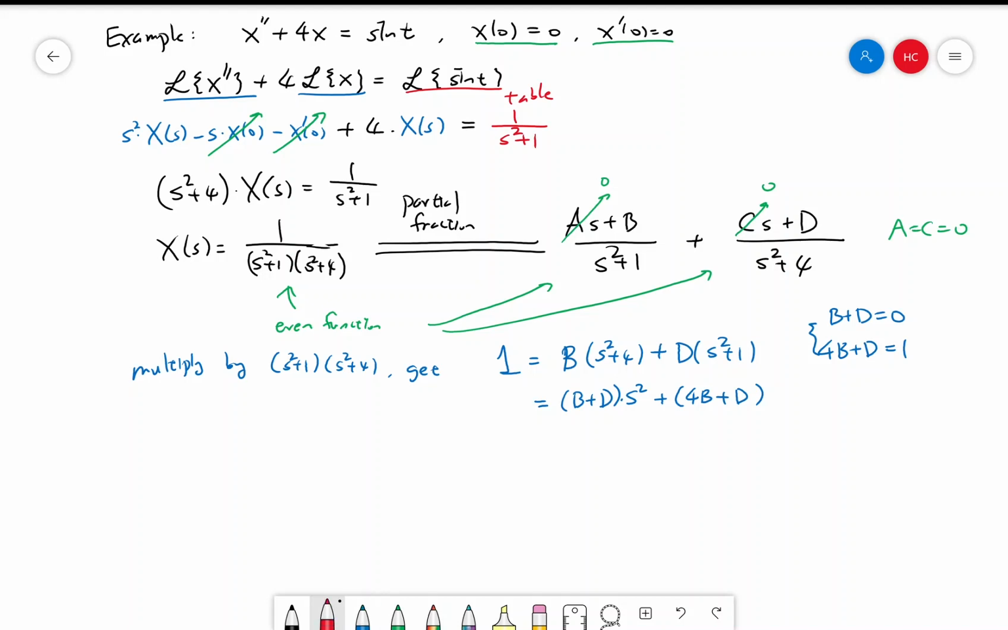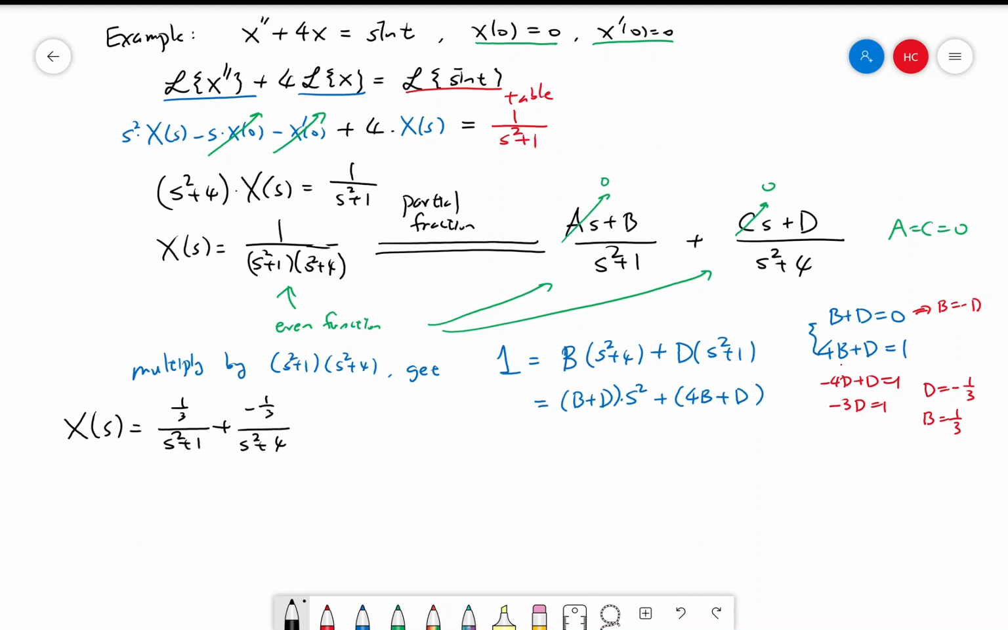This is not hard to solve. This tells you that b is negative d, and you plug it in here. So we get negative 4d plus d is 1, negative 3d is 1, so d is negative 1/3, which tells you that b is 1/3. So our solution is capital X equal to 1/3 over s squared plus 1 plus negative 1/3 over s squared plus 4. Again, this is the Laplace transform capital X.